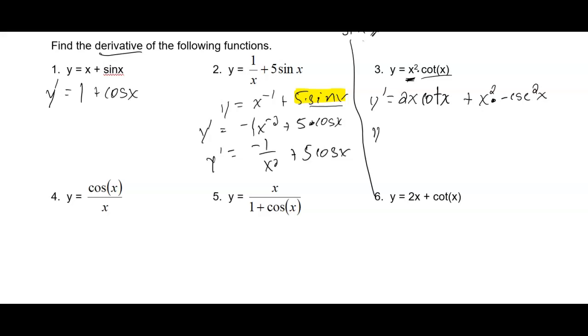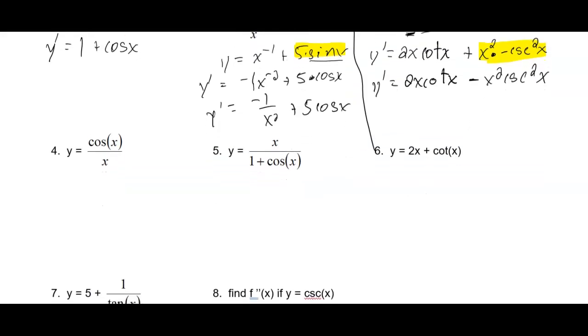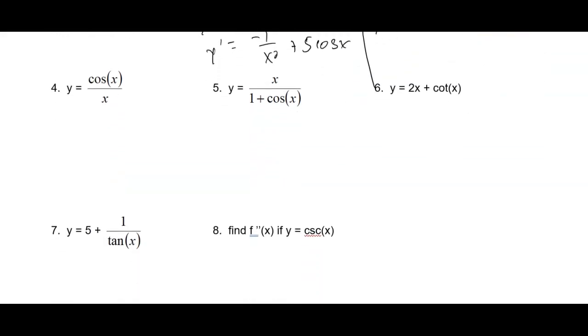Sometimes people have a hard time simplifying these. These tend to get a little messy. The first thing, there's not a whole lot we can do, just 2x cotangent of x. But then when we go ahead and simplify this, that would just look like a negative x squared cosecant squared of x. All right. Four and five, we'll really just do one. I'll spare you some time here.